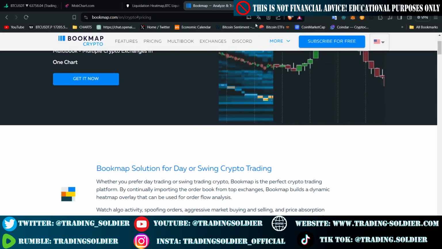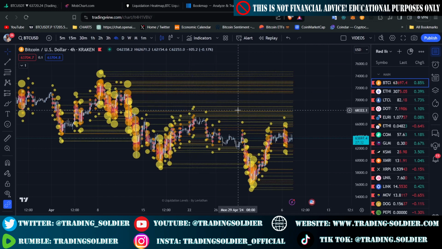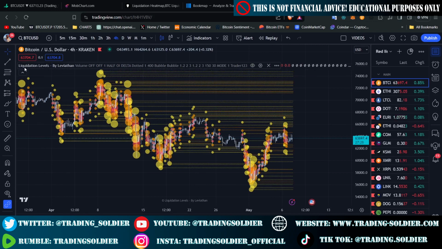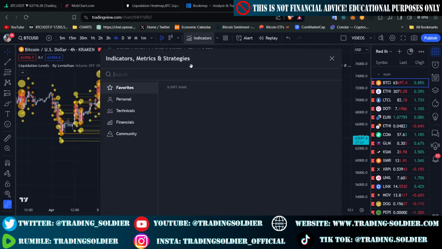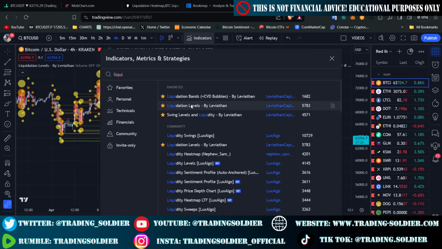And the last but not least is TradingView. In TradingView you can find an indicator to see a representation of the liquidity in the chart. This indicator is made by Leviathan. It's called Liquidation Levels by Leviathan Capital. So if you go here and type in liquidation levels by Leviathan, it is this one here.